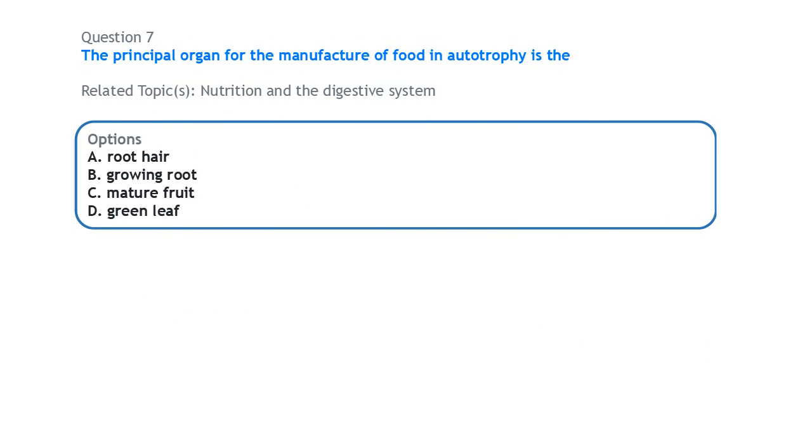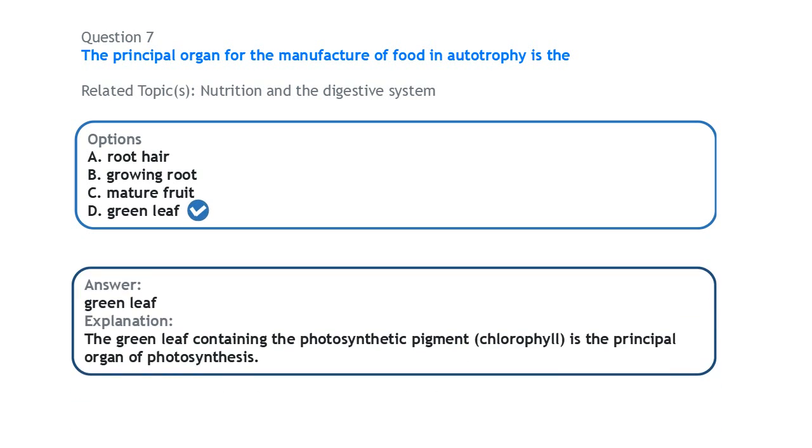The next question on nutrition and the digestive system. The principal organ for the manufacture of food in autotrophy is the green leaf. Remember in the previous question we said the leaf is an organ. As you can see here, it says the principal organ, the leaf is an organ.